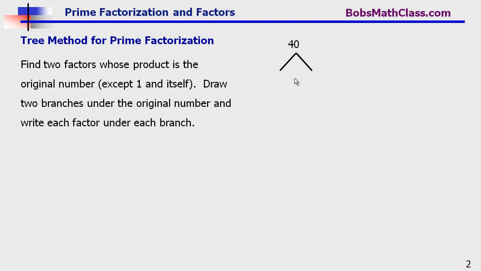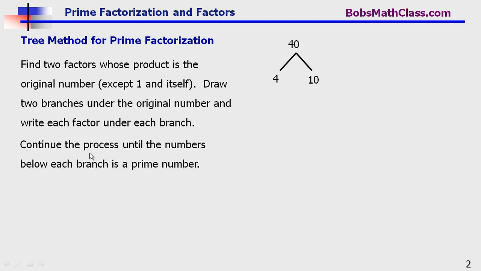And we'll do this a couple different ways. Maybe you might think of two different numbers. How about 4 times 10? Let's start with 4 and 10. So underneath one branch, put 4. Underneath the other branch, put 10. Okay, now we're going to continue this process until the numbers below each branch are prime numbers.